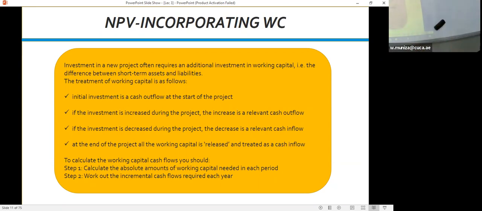Investment in a new project often requires an additional investment in working capital. That is the difference between short-term assets and short-term liabilities. So the excess of short-term assets over short-term liabilities is known as working capital.